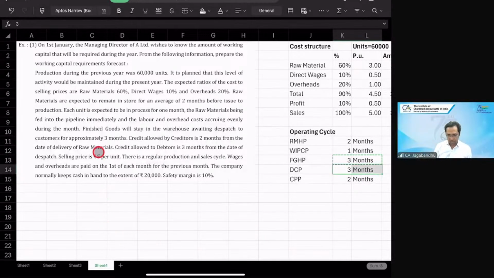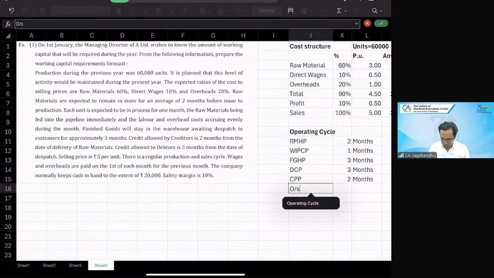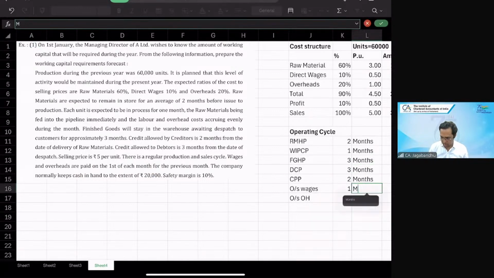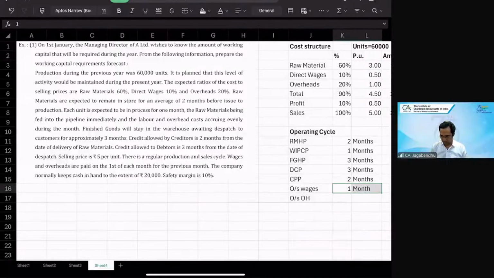Selling price wise, there is a regular production and sales cycle. Wages and overheads are paid first of each month for the previous month. So is there going to be any outstanding amount of wages and overheads? Yes. Outstanding wages and outstanding overheads are at a 1 month time lag. So they are outstanding in a time lag of a month.